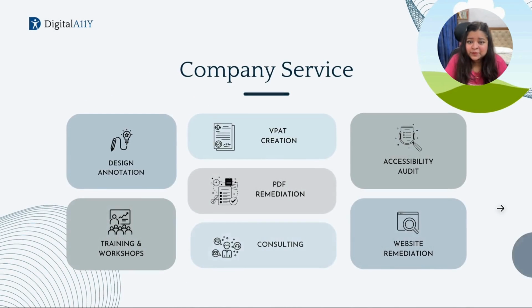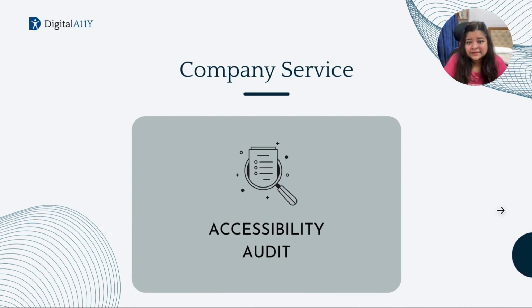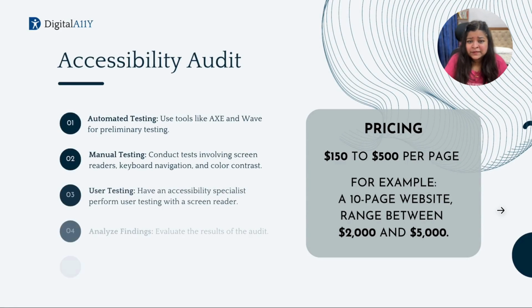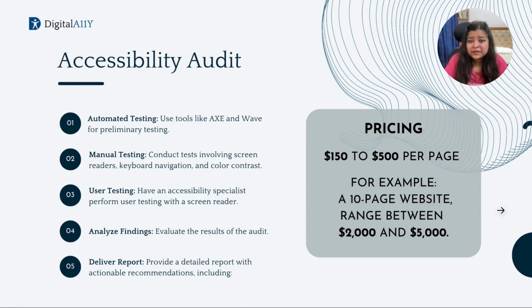Now, let's start with one of our most popular services, which is accessibility audits. We use a blend of advanced automated tools and manual testing to ensure thoroughness. And after the audit, we create a detailed report with actionable insights on how to fix these issues. Typically, the cost for audits ranges from $150 to $500 per page within the scope. Now, this price can vary depending on factors like the complexity of your web pages and components, as well as the current accessibility status of your website. To give you an idea, for a 10-page website, you're looking at a range between $2,000 and $5,000.